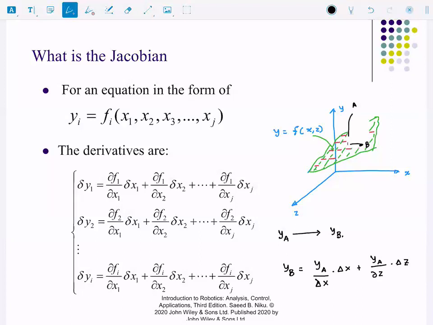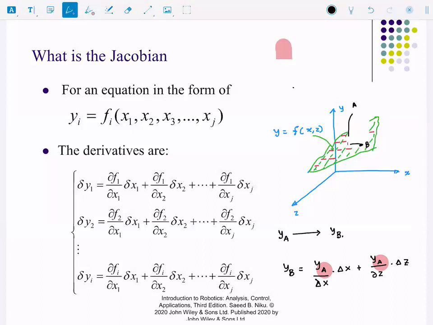So by definition, I can write this down as: if I am at location A and I want to go to location B, then I am interested in finding out the change in the magnitude of the function with respect to x-axis, the change in the magnitude of the function with respect to z-axis, and then I multiply by the respective differences. And that is the meaning of the Jacobian.